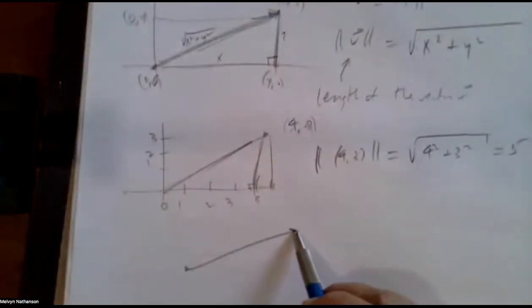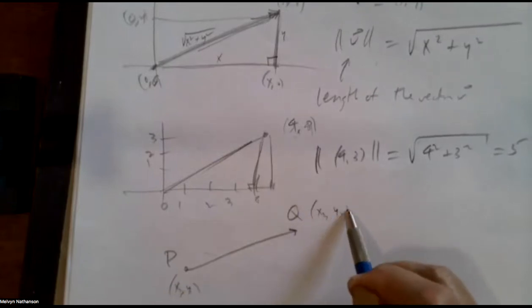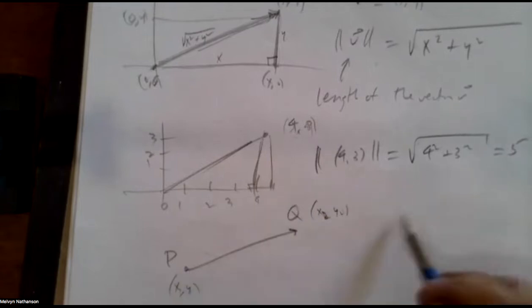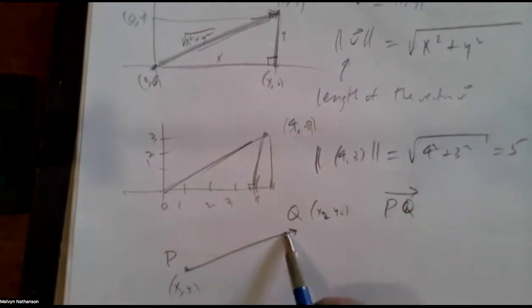Now, the more general situation is you have a vector from a point P to a point Q. And suppose P has coordinates x1, y1, and Q has coordinates x2, y2. And we want to define the length of the vector from P to Q. So again, we can think of this as the hypotenuse of a right triangle. This is x1, this is x2. So this distance from here to here is x2 minus x1.